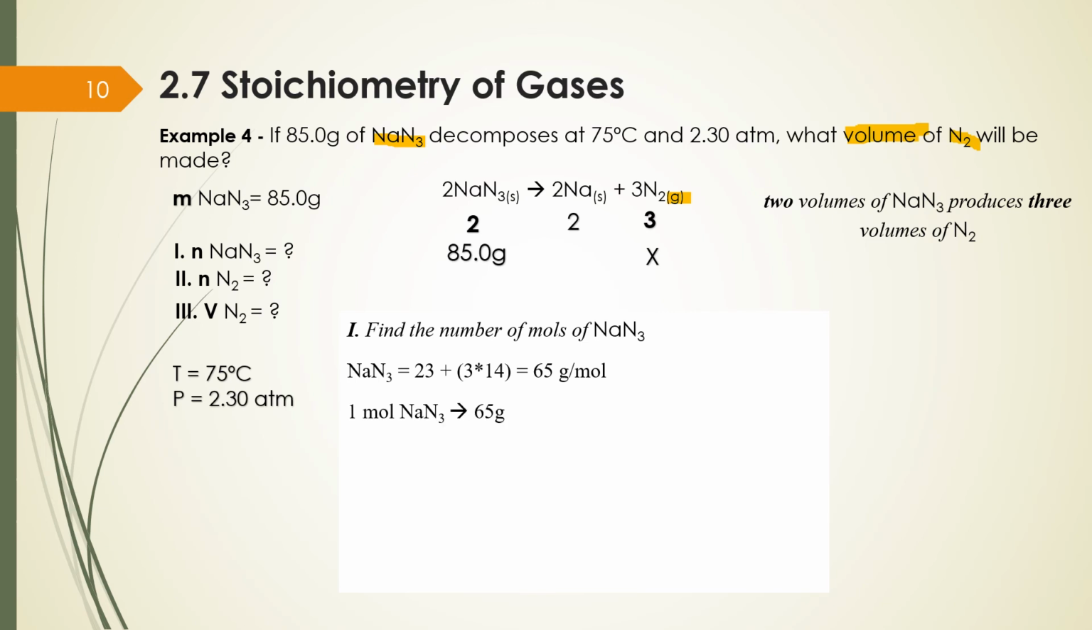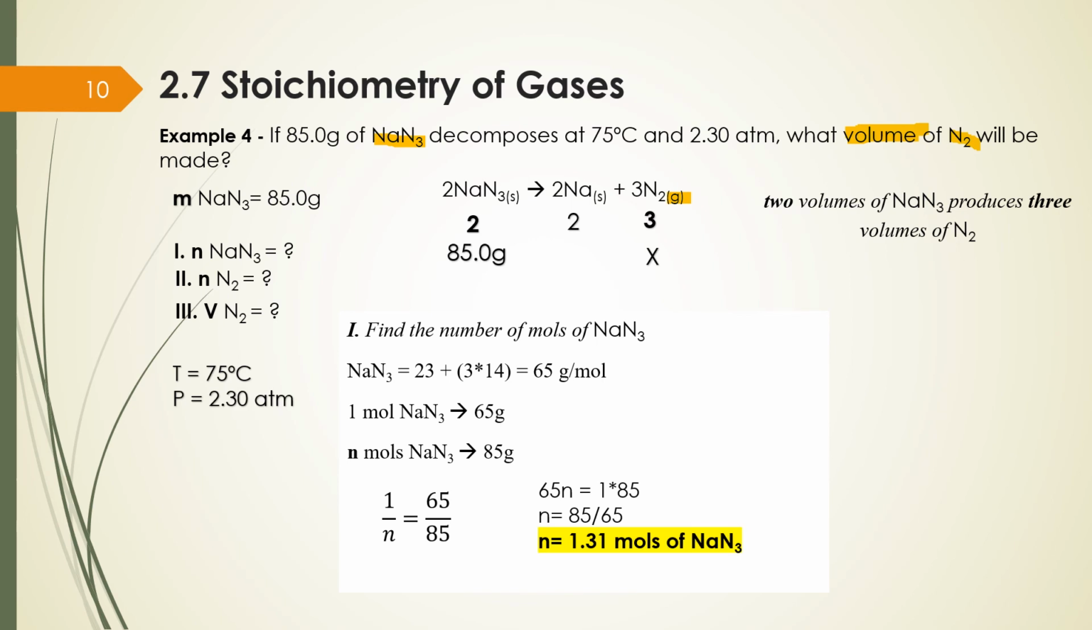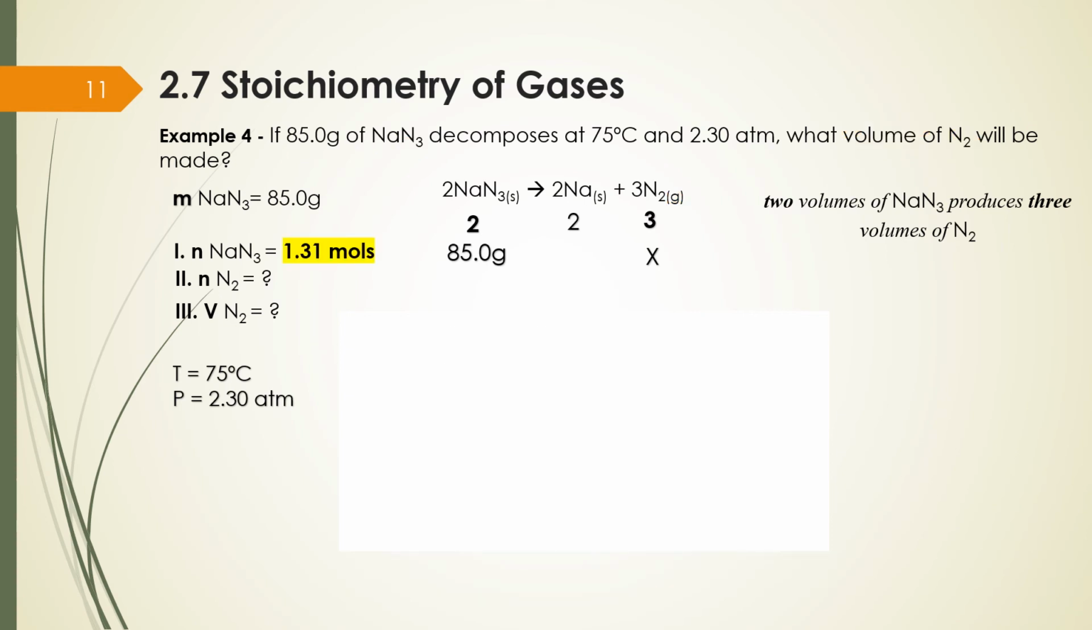So I know that 1 mole of NaN3 is 65 grams, and for 85 grams, what was given here, I don't know the number of moles. So 1 over n is equal to 65 over 85. So 65n is 1 times 85, and n is equal to 85 divided by 65. So n is equal to 1.31 moles of NaN3. So my first piece of information is calculated. So I know the number of moles of NaN3.